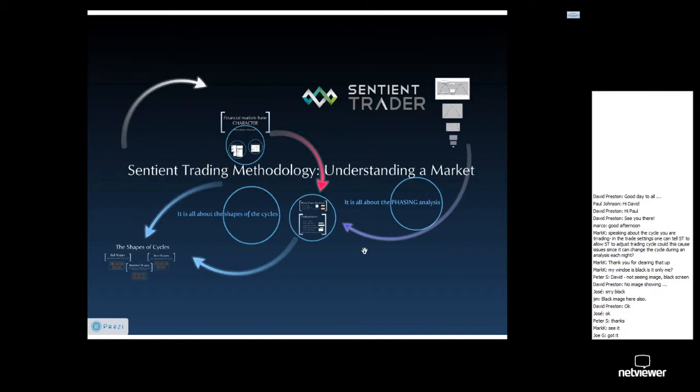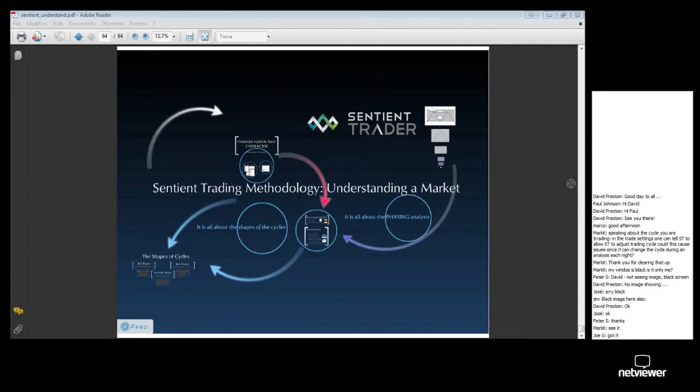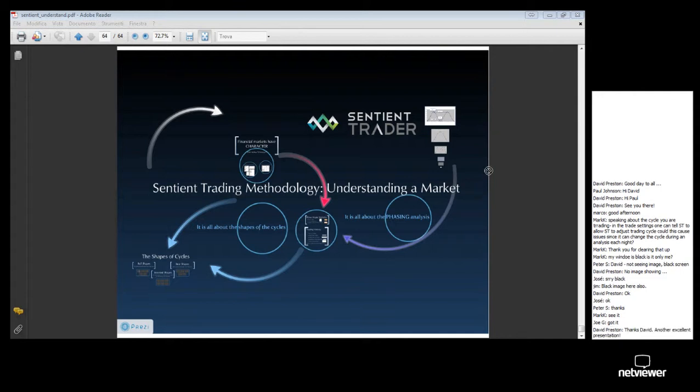So it is really important that you do everything you can to make sure the phasing analysis that you're seeing in your charts is the best it can possibly be. And so that wraps up the subject for today, which is understanding the market that you're trading using the Sentient Trading methodology, and looking at the statistics and looking at the results of your trading.